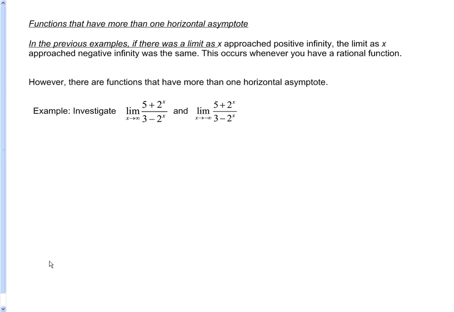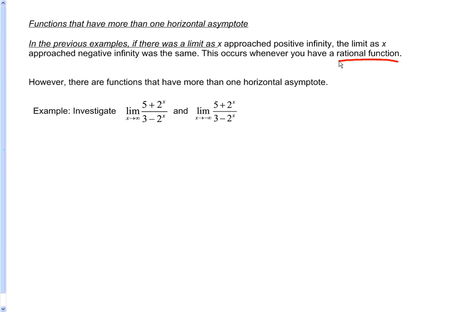Welcome back. Today we're going to look at some more horizontal asymptotes. There are some functions that have more than one horizontal asymptote. In the previous examples that we've worked, if there was a limit as x approached positive infinity, the limit as x approached negative infinity was also the same. This occurs whenever we have a rational function. And remember, a rational function is a division of two polynomial functions.